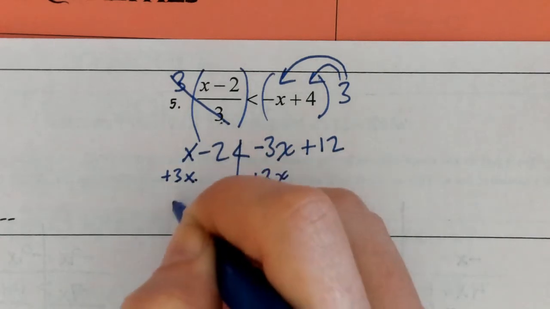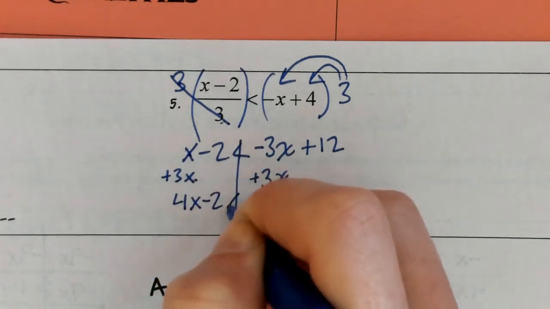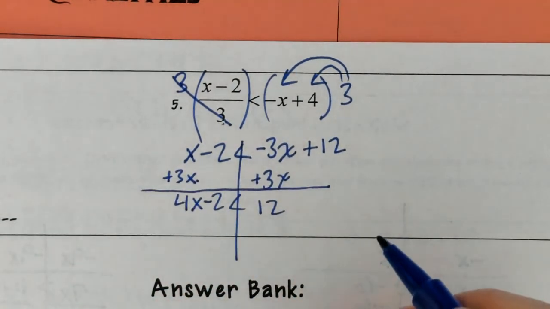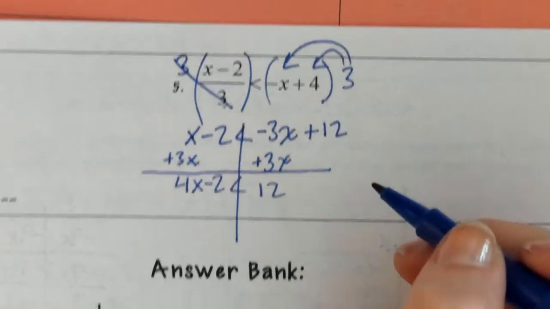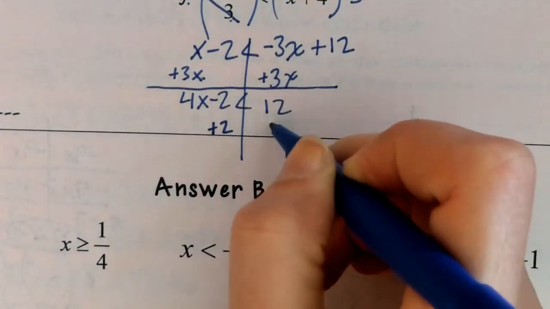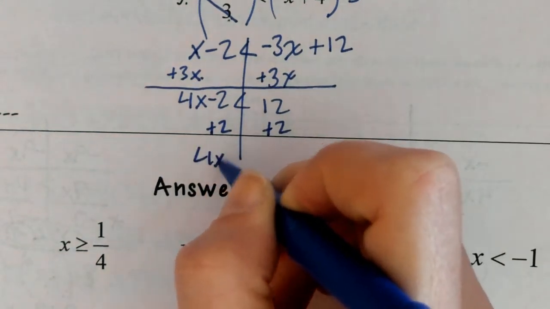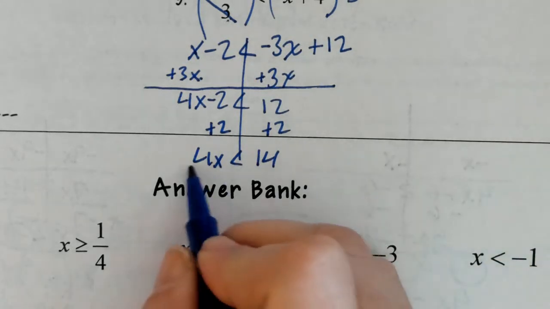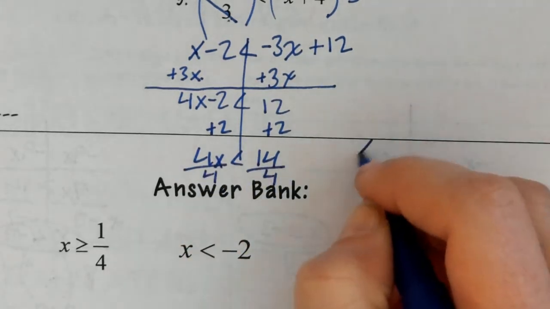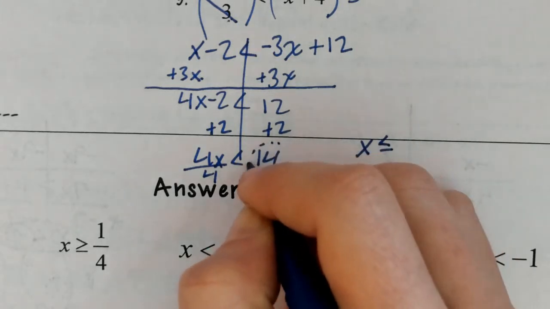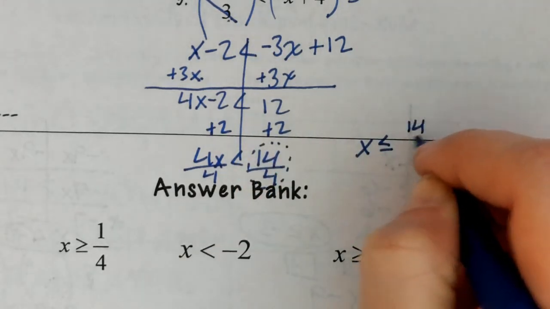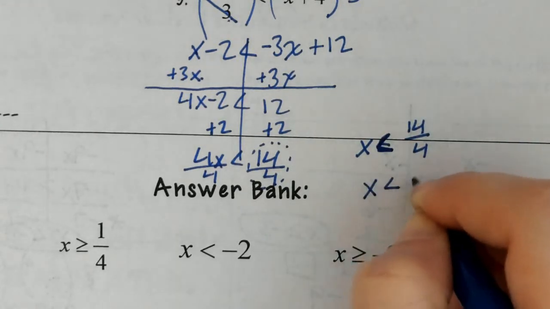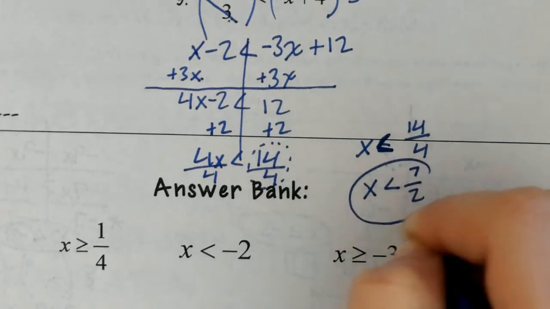X plus 3x is 4x. So 4x minus 2 is less than 12. Add 2 to both sides. 4x is less than 14. Divide both sides by 4. X is less than, here is your fraction, 14 over 4. Simplify. x is less than 7 over 2.